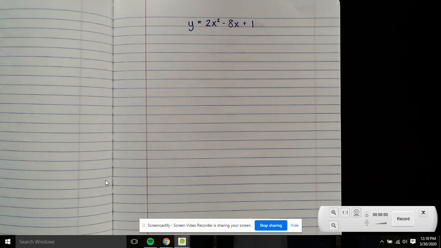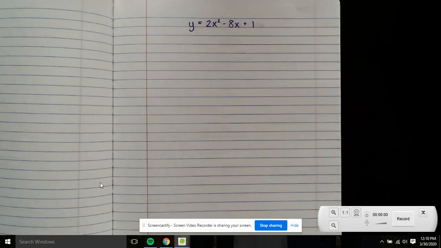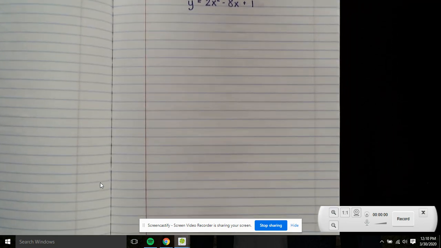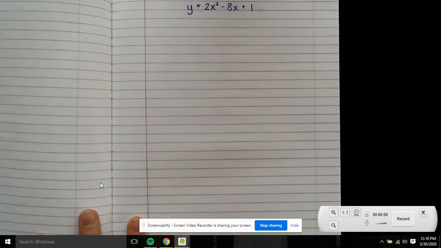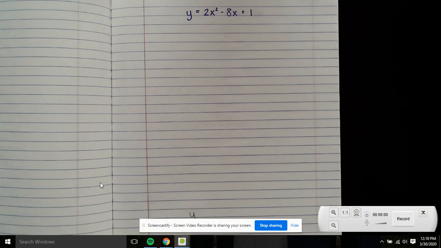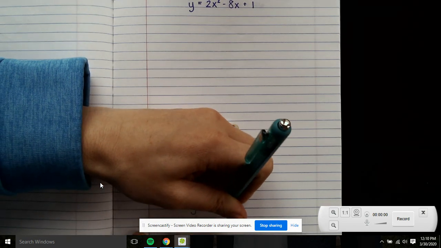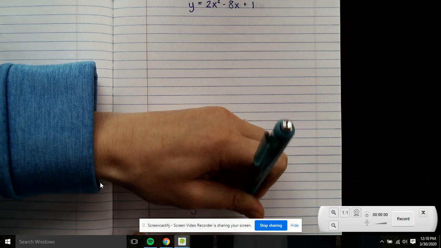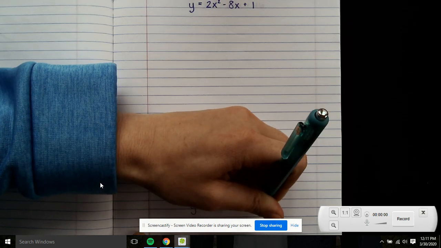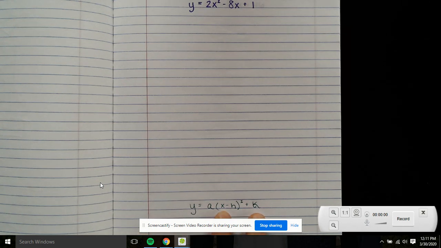All right, so we are going to be converting our standard form quadratic into one that is in vertex form. So first we just want to write down what vertex form is, and that would be your y equals a times (x minus h) squared plus k. So that's our goal here.